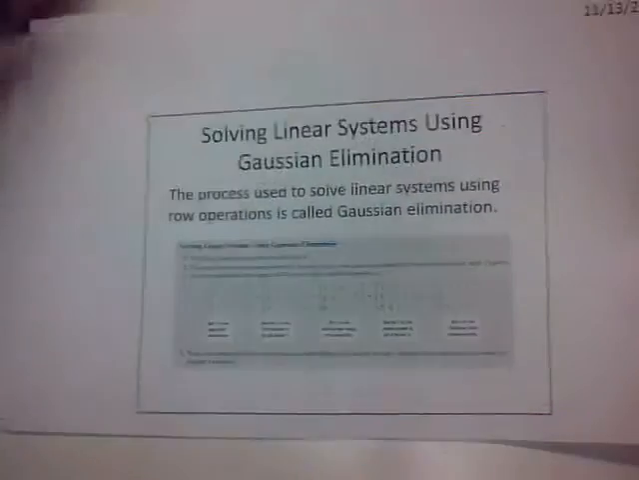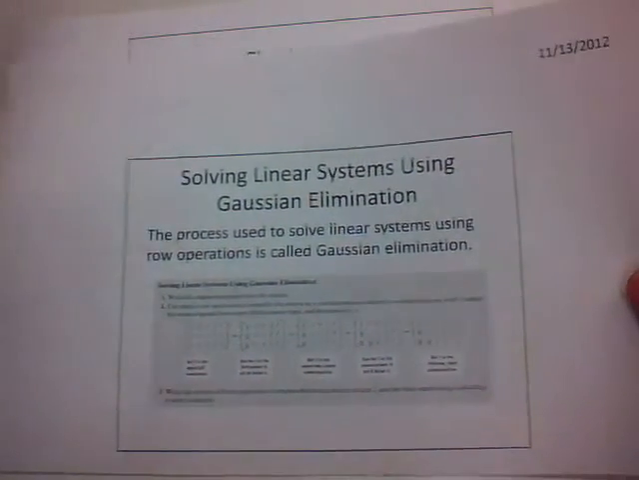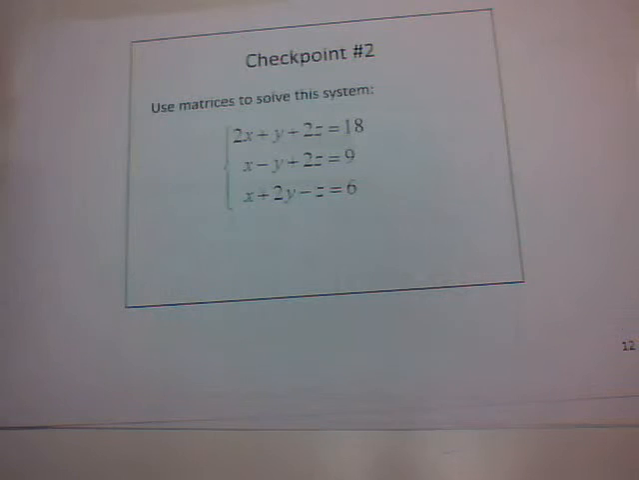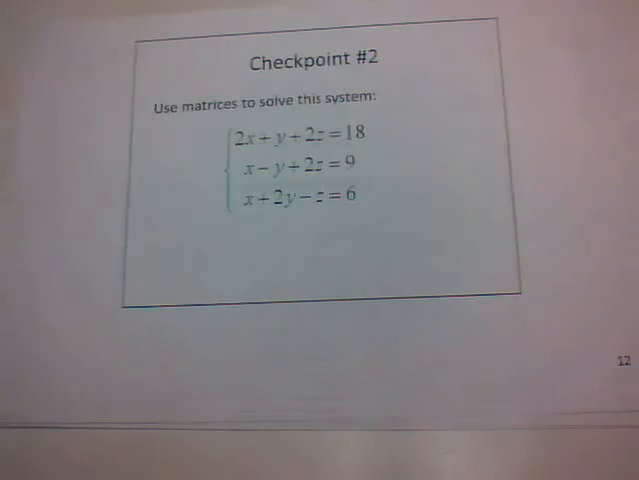Okay. Now we're going to do one where we're going to do the matrix row operations here, like this one. We're going to use matrices to solve this system. Okay, so in this case here, we have 2x plus y plus 2z is equal to 18.